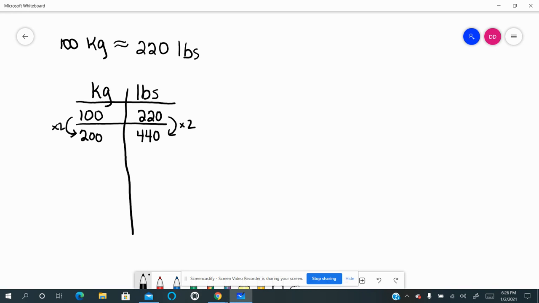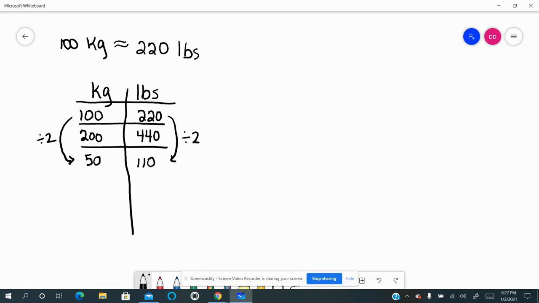I'm going to erase this side though because it's going to get confusing. Okay. But just like I multiplied by 2 on those sides, you can also divide. I'm going to take the first row and think, what happens if I take half of those amounts? Half of those amounts means I'm dividing by 2. And in a ratio table, you can either divide or multiply by any number you want as long as you do the same thing to both sides of the table. So half of 100 is 50. 100 divided by 2 is 50. And 220 divided by 2 is 110.